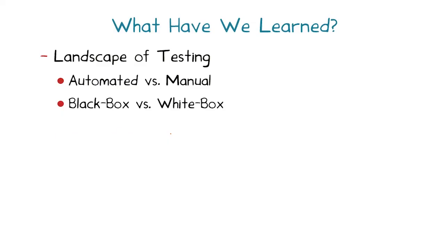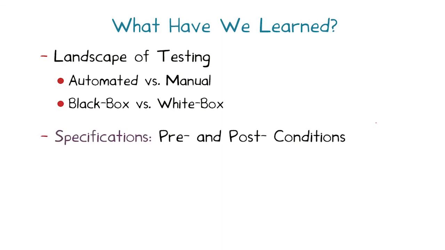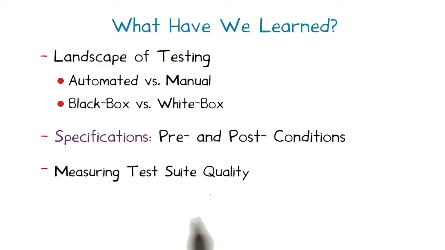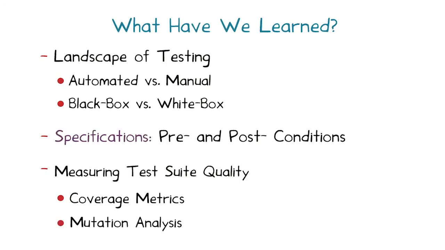We saw the importance of specifications for software testing, and we learned one way of checking specifications through pre- and post-conditions. Finally, we discussed two ways to measure the quality of our test suite: code coverage metrics, which quantify some facet of how completely our test suite examined all possible situations in which the software might be run, and mutation analysis, which attempts to catch bugs introduced by small differences in the code being tested.